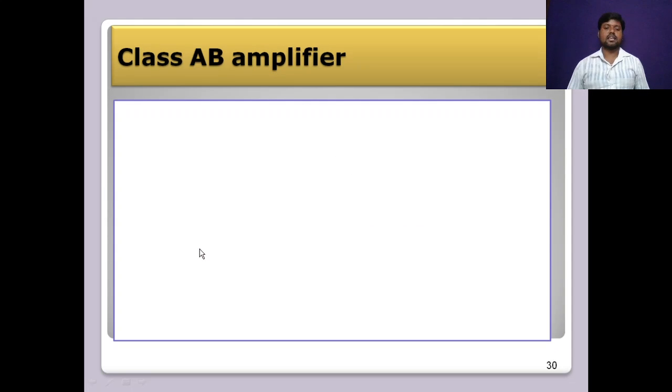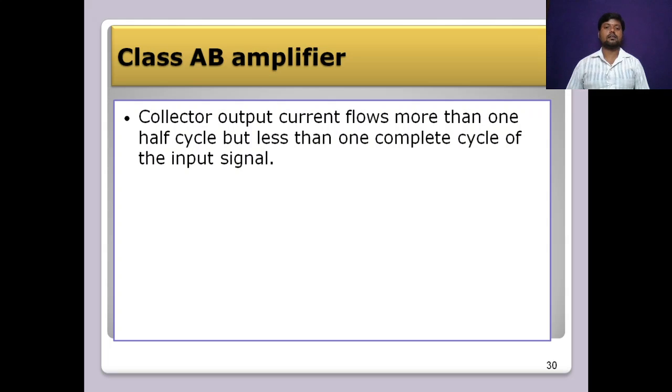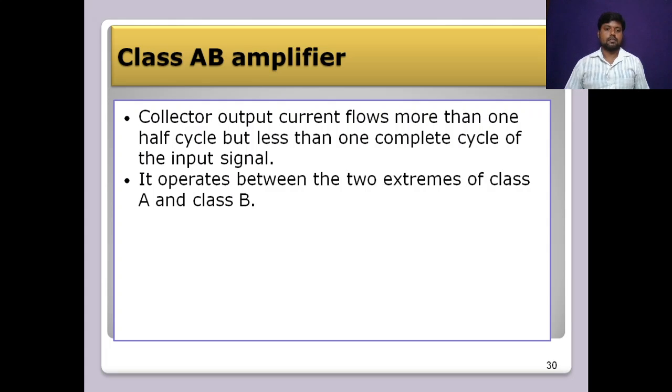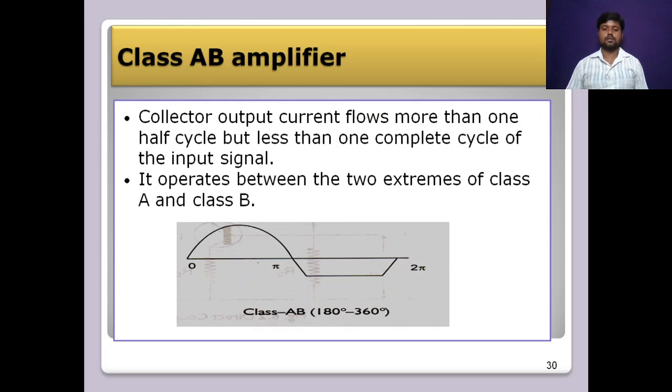And the class AB amplifier is a combination of class A and class B amplifier. The collector output current for the class A amplifier conducts for the entire 360 degrees, and class B conducts only for 180 degrees. Class AB is in between class A and class B. So the collector output current flows for more than one half cycle but less than one complete cycle. It operates between the two extremes of class A and class B. See here, the output will be like this for class AB operation, that is, between 180 and 360 degrees.